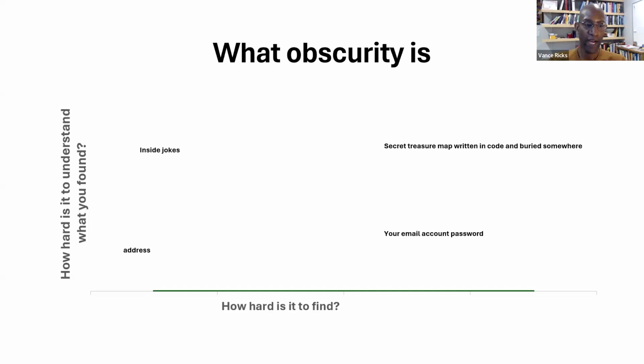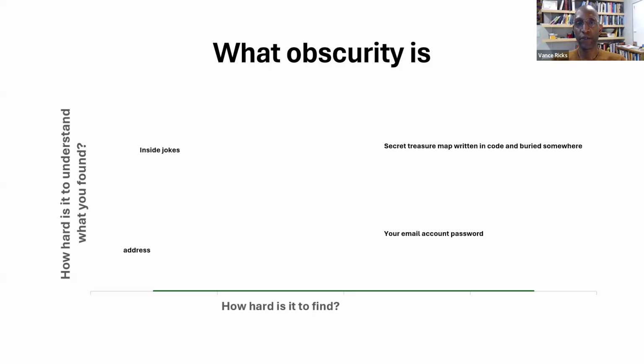Obscurity, as the little graph here is meant to indicate, is a kind of function of, or a point on, two different axes. When we say something is obscure, part of what we're implying is that either it's hard to get to or it's hard to understand. So I have a couple of potential examples here to illustrate what these scholars are talking about by obscurity. Take something like your physical address, your home address.